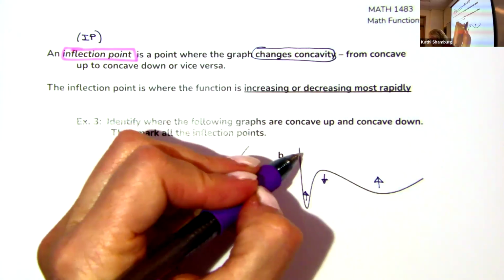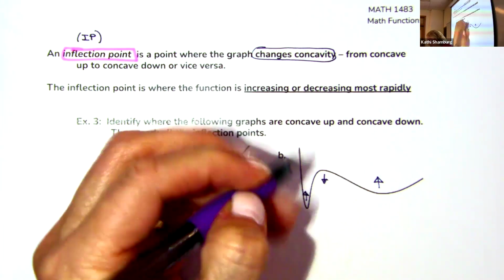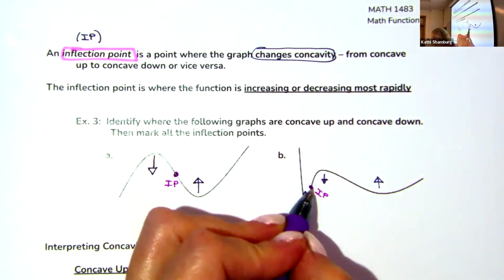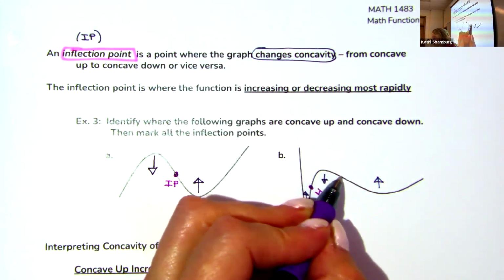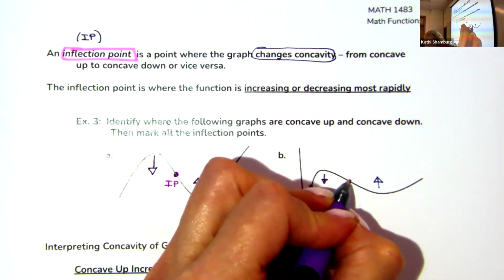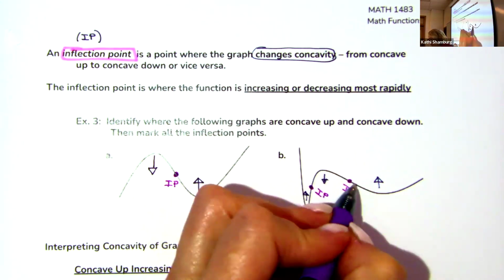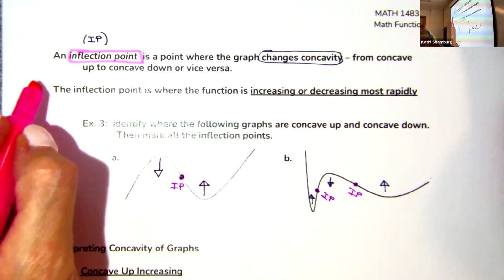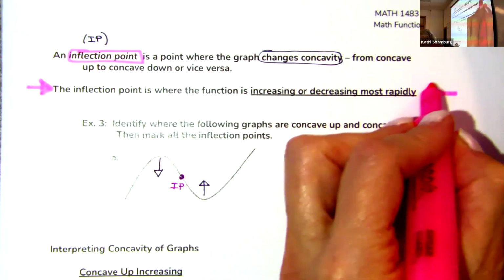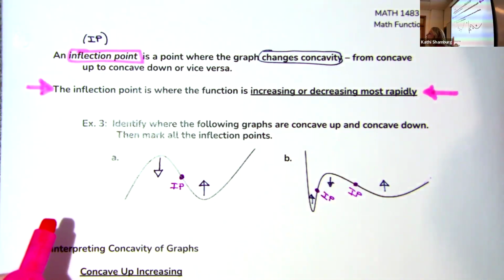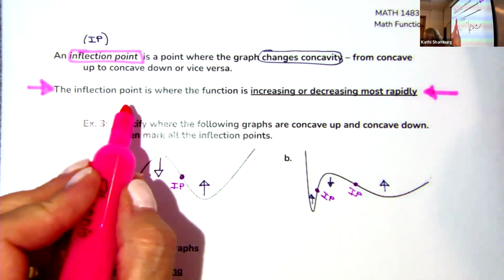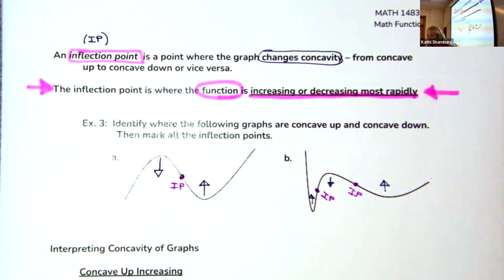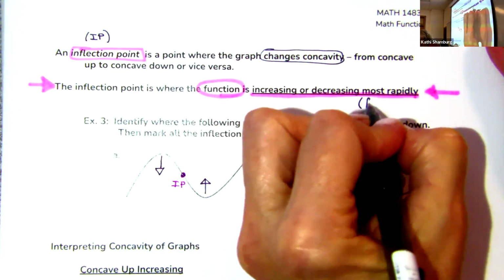So when I'm looking here, I know I have concave down, and that at some point, approximately right here, you hit your inflection point and the curvature changes to concave up. Now, what occurs at the inflection point? This is important to know because you may be asked, hey, what's going on at the inflection point? The inflection point is where the function is either increasing or decreasing most rapidly, or the fastest.